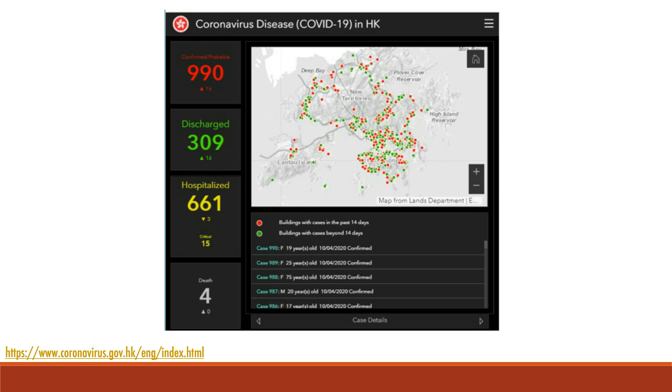Contrast that to the COVID-19 dashboard from the Hong Kong government. Now, there's nothing wrong with this dashboard statistically. The numbers are just fine, but I find it a bit less visually appealing. It's a little bit more cluttered. I don't really like the black background and the neon colors. It just doesn't have as much visual appeal to me.